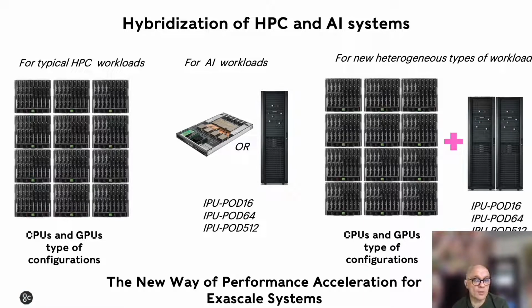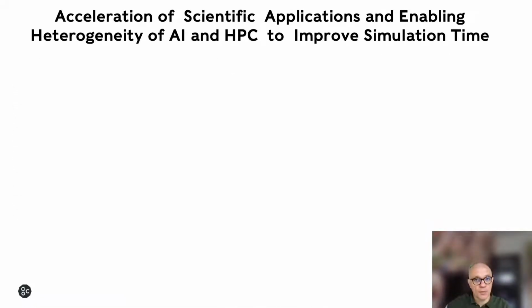But for new heterogeneous types of workloads, we required a completely new hybrid system, combining the benefits from both worlds. And this is the way we accelerate and achieve sustained exascale performance. Our IPU architecture is specially developed for AI workloads and doesn't fit typical HPC applications in its pure form. Nevertheless, IPU can improve and extend classical HPC simulation via a surrogate calculation model, which I'm going to explain in a few moments.